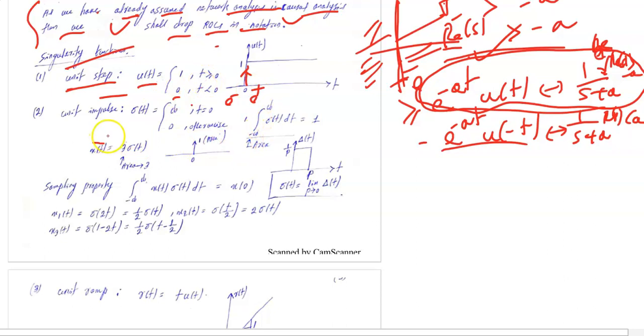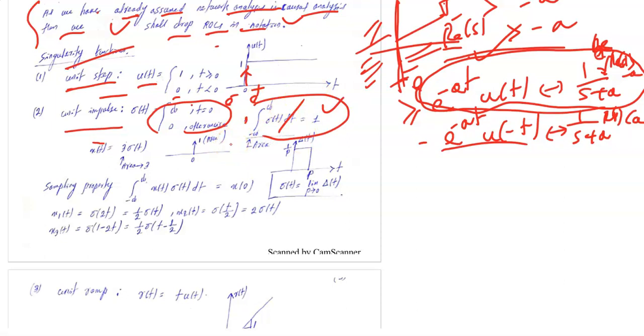Understand this. Unit impulse is defined as infinity at t equal to 0 and 0 otherwise. So it is defined together. This definition is invalid if it is not mentioned that the integral from minus infinity to infinity of delta t dt equals 1. That is the area under it. Though its magnitude or amplitude is infinity at t equal to 0, the area is 1 only.